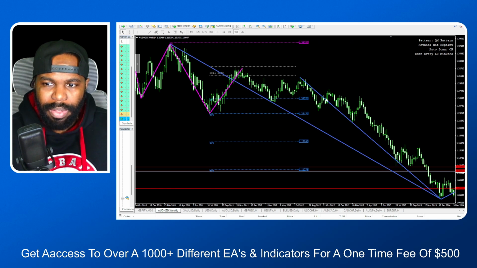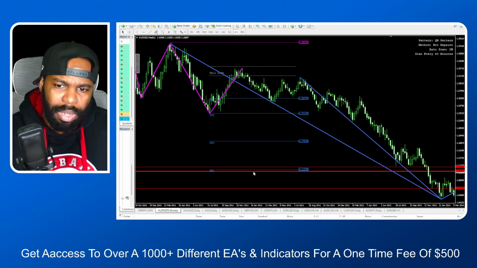Price came all the way down here, created a lower low all the way down. You could have caught all this move right here. You could have gone all the way down to TP4.